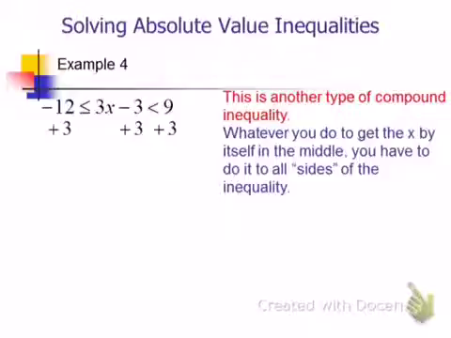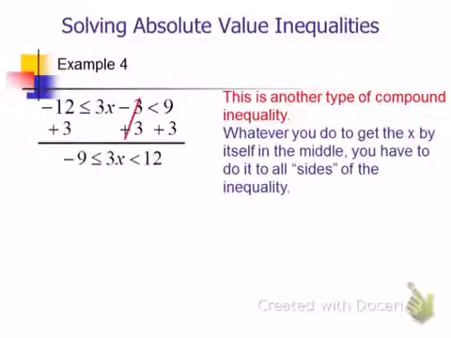It's easy enough to do this. This is not difficult. Then in each part, negative 12 plus 3 is negative 9. 3x minus 3 plus 3 just leaves us with 3x. And then 9 plus 3 is 12. One more step. Divide everything by 3. All 3 parts have to be divided by 3.